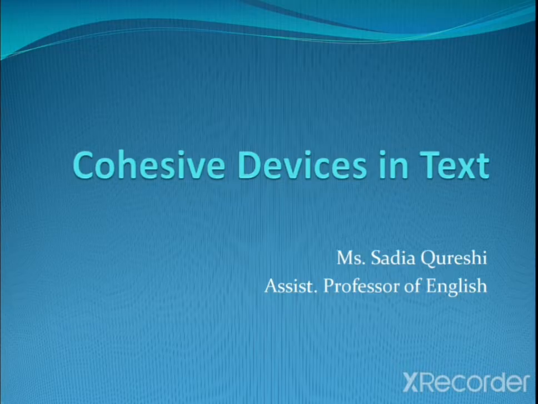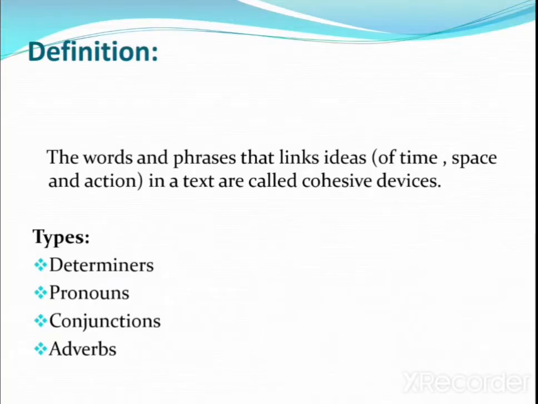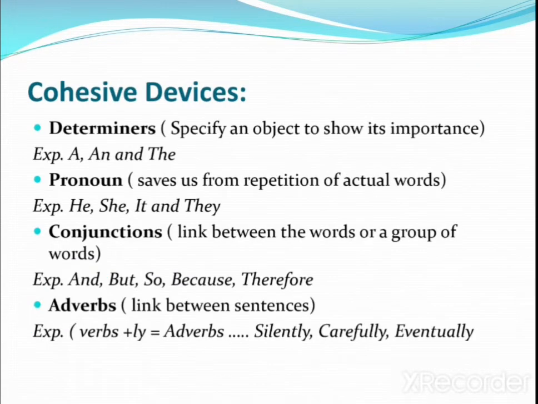Bahawalpur. Today we are going to talk about cohesive devices in text. First of all, we are going to go through the definition of cohesive devices. The words and the phrases that link ideas, time, space and action in a text are called cohesive devices. The types of these cohesive devices can be determiners, pronouns, conjunctions, and adverbs. Now we are going to go through all these cohesive devices in detail.